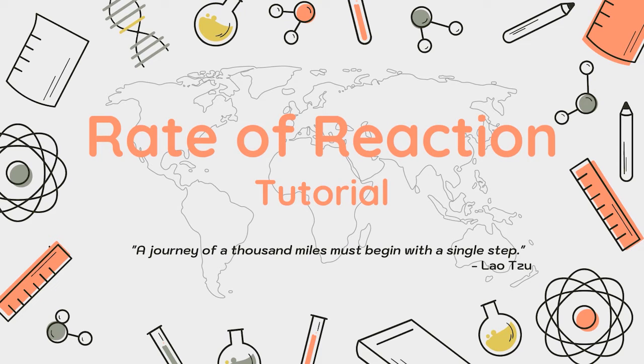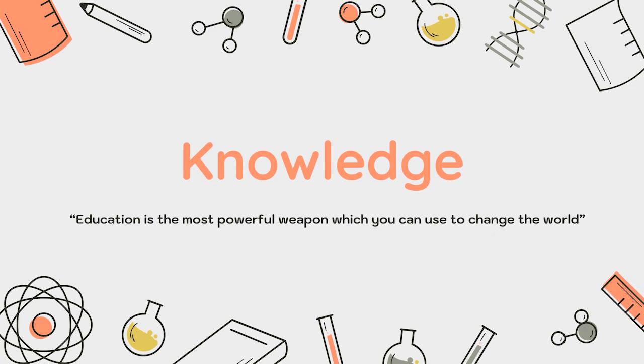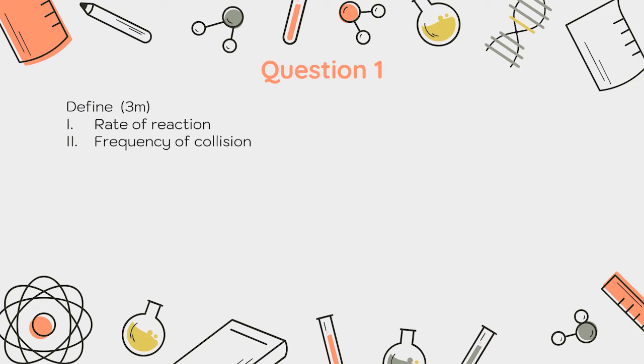Hi everyone. So in the last video, we discussed the rate of reaction and we gave 3 tutorial questions for you to answer. So in this video, we will go through each of the tutorial questions given. Okay, so for the first question, define the rate of reaction, the frequency of collision, and the frequency of effective collisions.